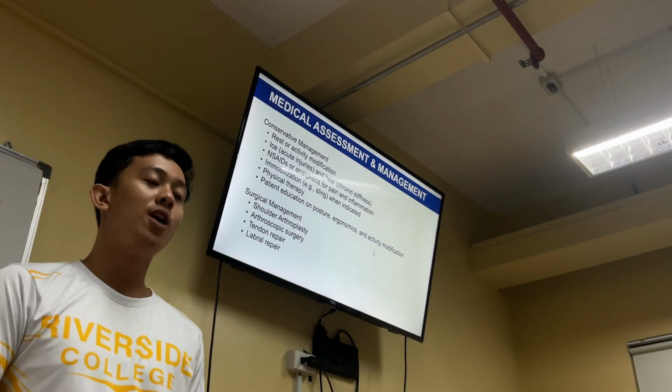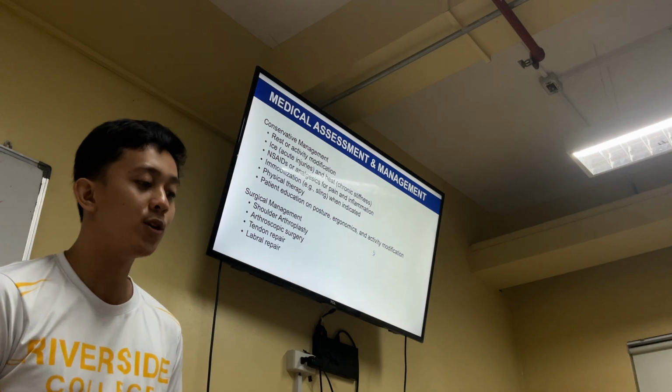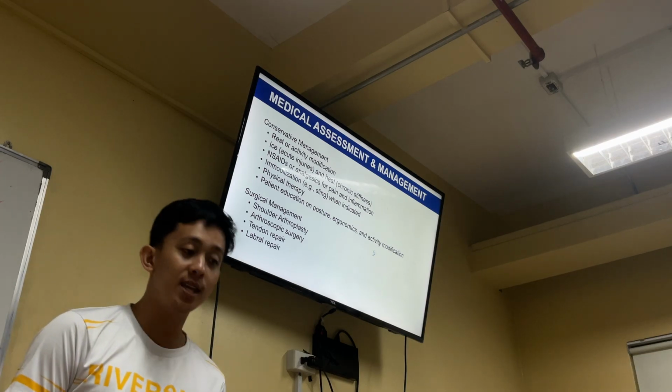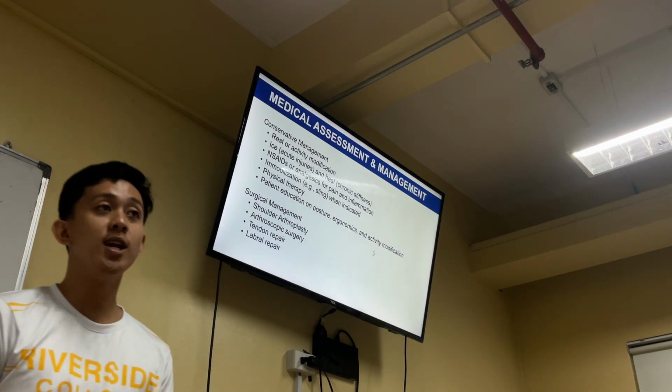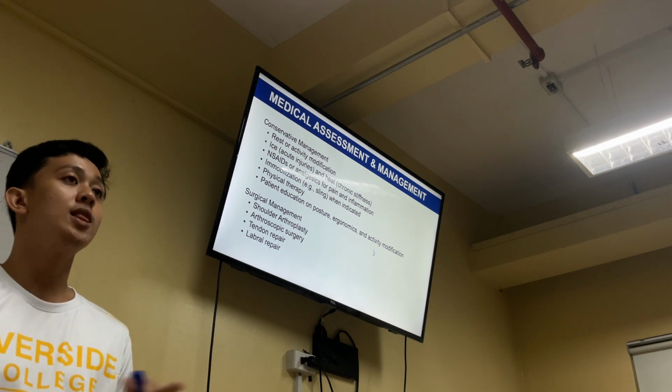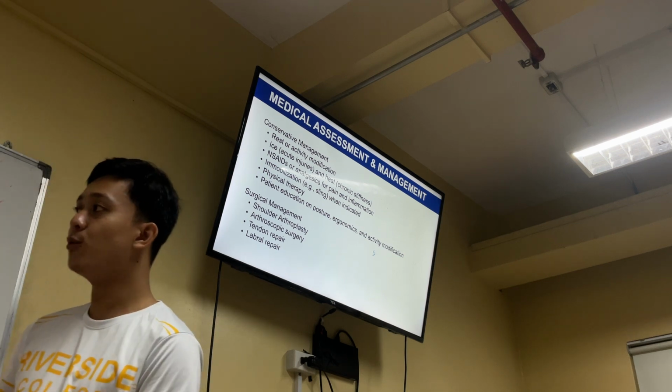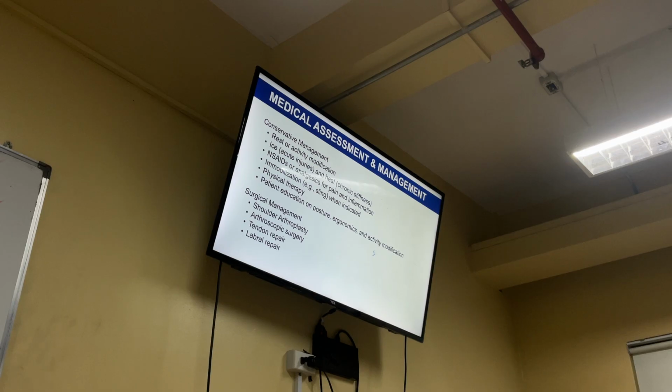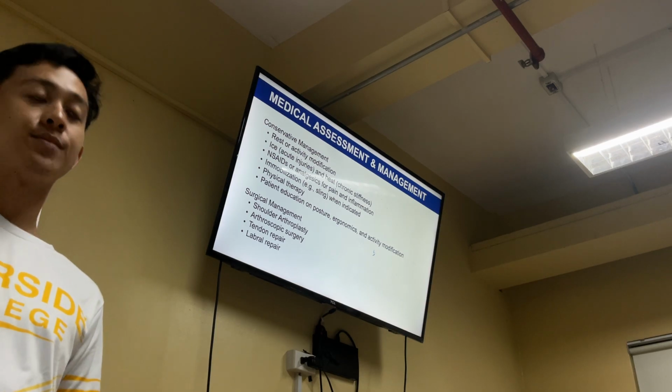And patient education, obviously. With the surgical management, you can perform shoulder arthroplasty, arthroscopic surgery, tendon repair, and labral repair. If there is a problem with the SLAP lesion, there will be labral repair. If muscle or tendon problem, tendon repair. If you need this one or that one, shoulder arthroplasty, etc. Question? Okay.